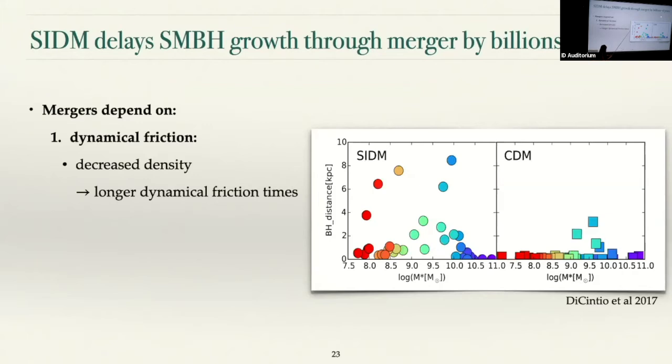This is the black hole distance from the center of its host galaxy on the y-axis as a function of the stellar mass on the x-axis. You see in CDM that the black holes are sitting, for the most part, at the center of their galaxies because they have that more cuspy profile. Whereas in SIDM, because of the cores and this decreased density and longer dynamical friction times, these black holes are sort of wandering for longer.